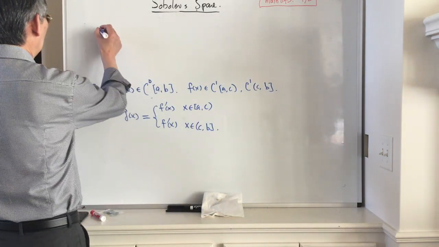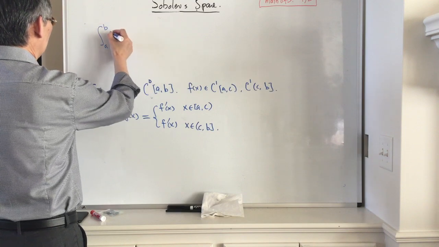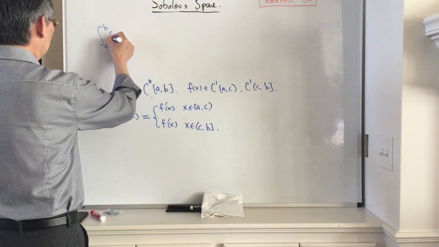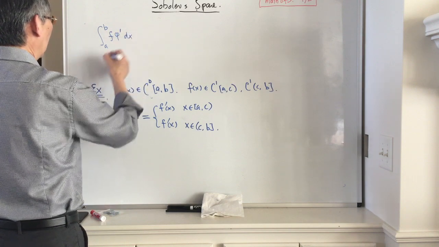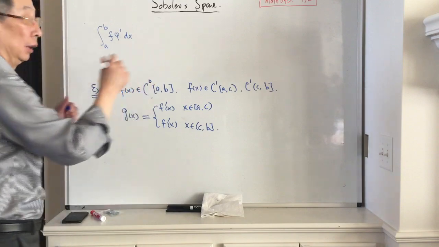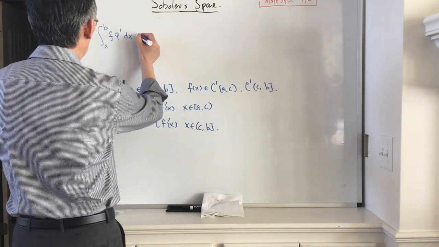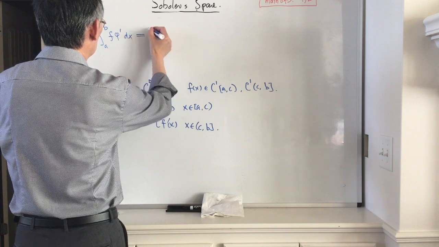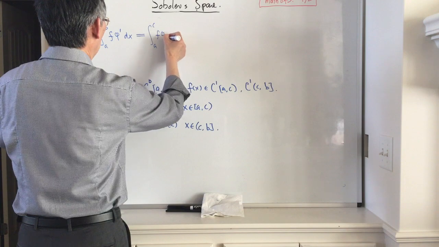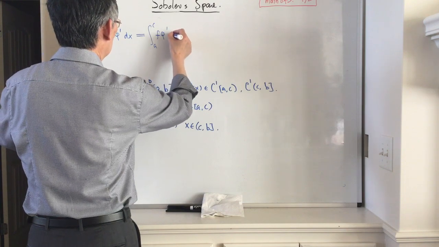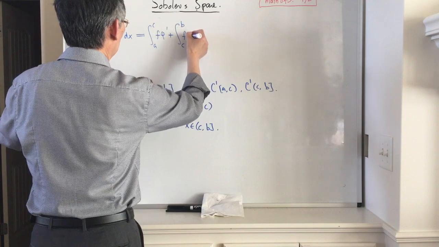So the left side is the integration from A to B of f times phi prime dx. And we're going to show that this equals the other side with the minus sign. So let's work on the left side. I'm going to break this integration into two pieces: the integral from A to C of f phi prime, plus the integral from C to B of f phi prime.